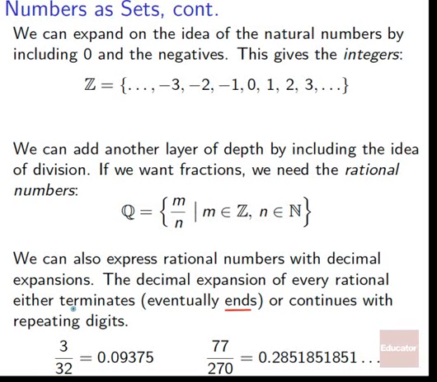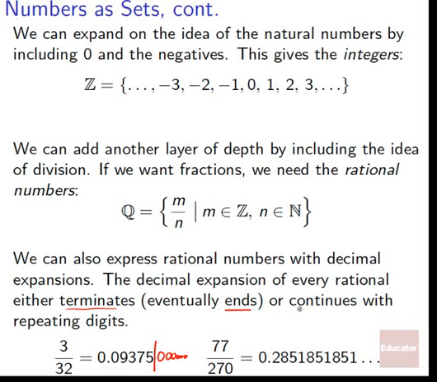So for our first example, something terminating, we have 0.09375 is what we get from 3 over 32, and see how it just ends right here. If we were to keep going, it would be 0, 0, 0, 0, 0, 0. We just have zeros forever, so we just sort of lop it off, and it terminates. It stops at a certain point.